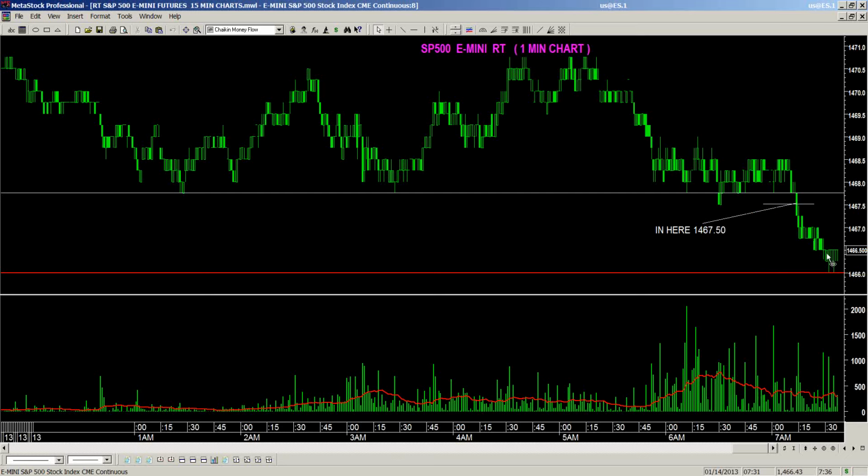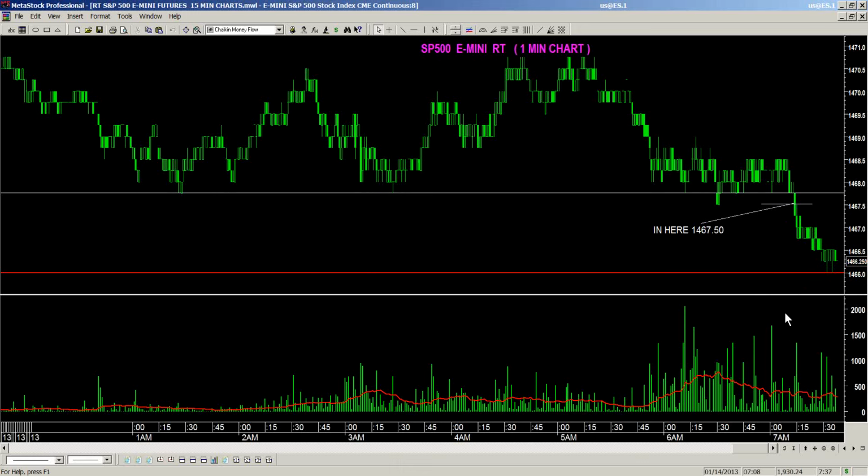After the point move from the entry to this level right here at 1466.50, the two lows hitting here in a 1-minute chart simply indicates that prices are moving sideways after the quick move down, stalling for a few minutes, looking to gain some more momentum to the downside.